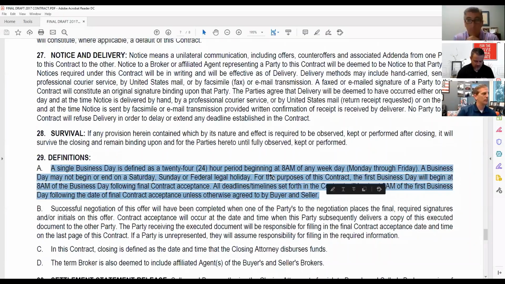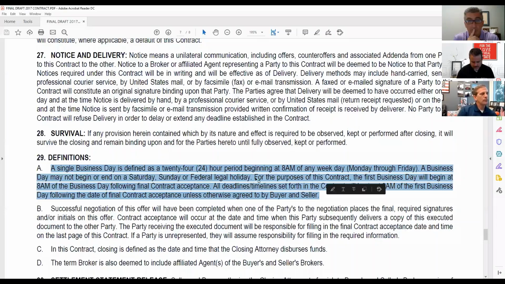It's important to understand business days do not begin or end on weekend days, Saturdays, Sundays, or any federal legal holiday. And to find the federal legal holidays, all you have to do is type in federal legal holidays 2020, and about 15 federal websites will come up and tell you what they are.